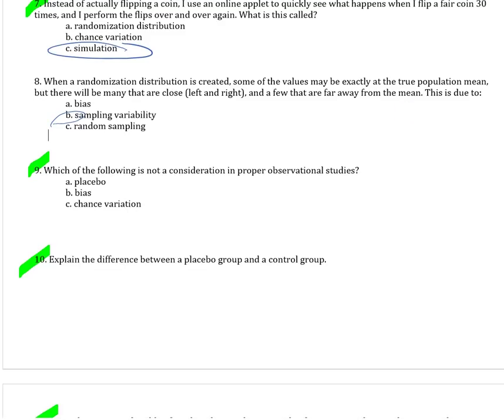Which of the following is not a consideration in observational studies? Placebo. Placebo is used in experimentation. It's like a fake treatment that you give to somebody, so it makes them think they're receiving the treatment, but really they're getting something like a sugar pill. Okay, bias is something we consider.